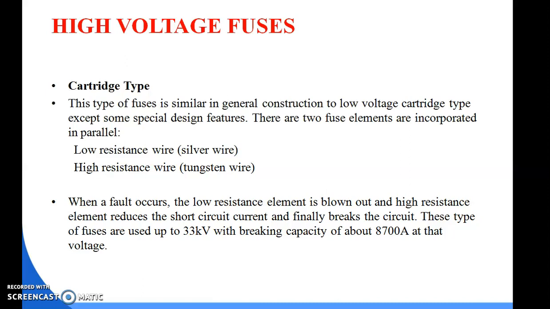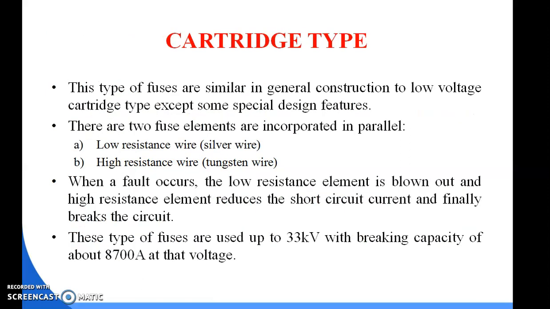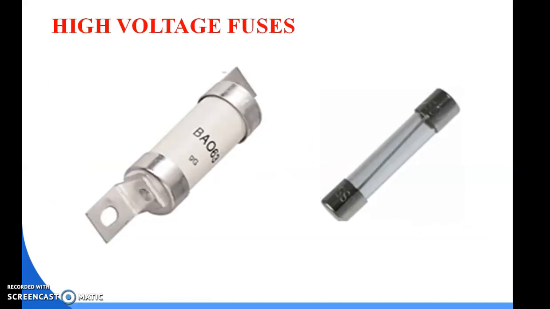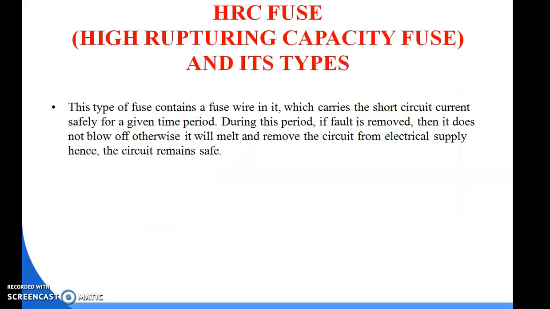Fuses up to 33 kV have a breaking capacity of about 8700 ampere at that voltage. That means it is a high voltage fuse, and it is of the cartridge type. The low resistance wire is silver, and for the high resistance wire we are using tungsten wire. You can see this is the high voltage type fuse diagram.